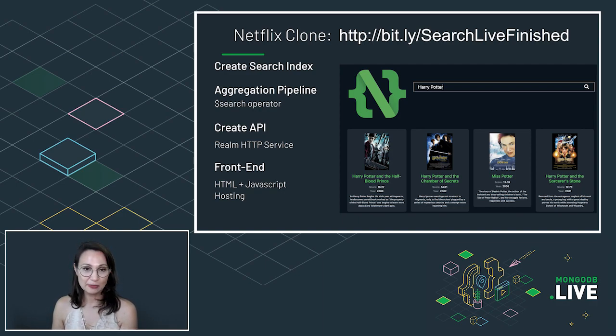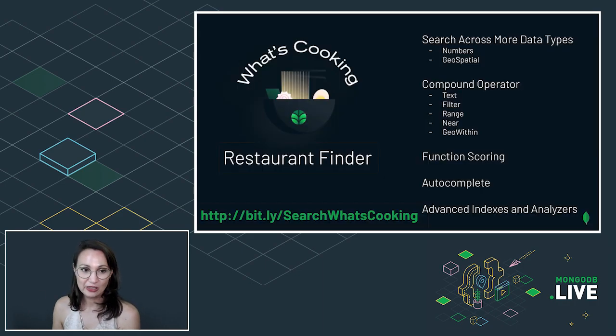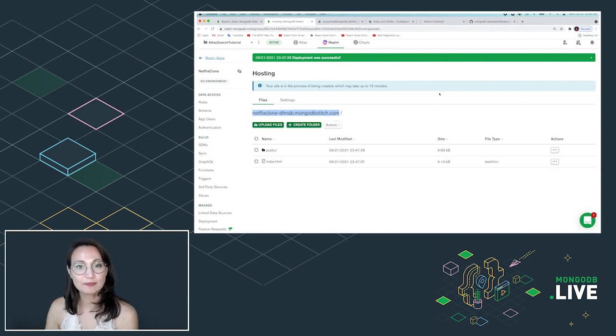If you want to keep building and you're ready for that next level, or if you're just curious about what's going on, there is this What's Cooking application that I have. I showed it in the keynote demo yesterday, where we search across all sorts of different data types. It's written in React and Tailwind. If you want the GitHub for it, you can search What's Cooking. So let me show you that application really quick.